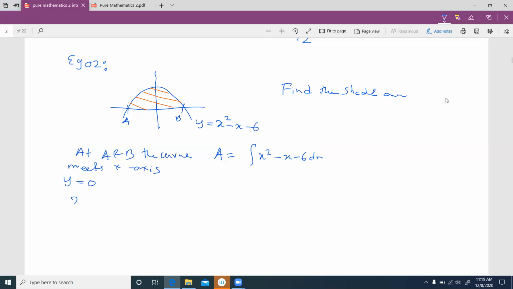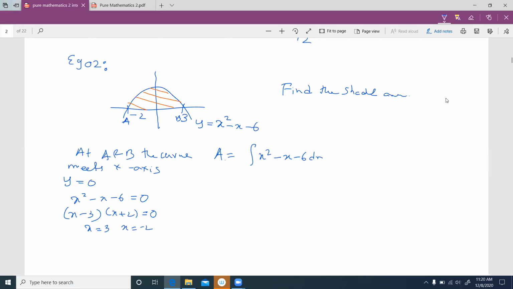So you can say x squared minus x minus 6 equals 0. If you factorize it, x minus 3, x plus 2 equals 0. That is x equals 3 and x equals minus 2. So now the A coordinate is minus 2, and this becomes 3. So simply you can get this answer.